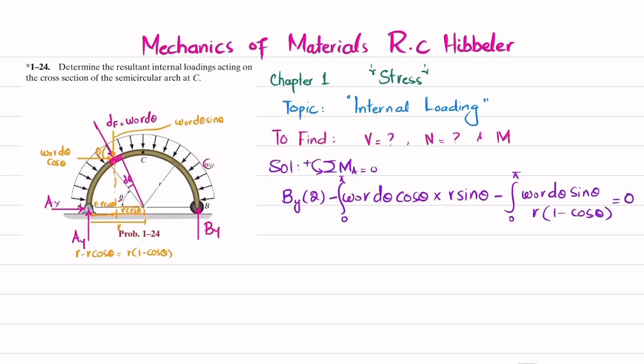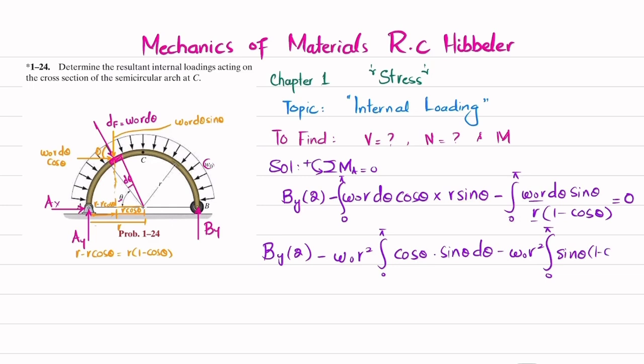So if you simplify it further, By multiplied by 2, and W naught and r are constants, so we will take them out, so it will be equal to minus W naught r square integral of 0 to pi cos theta into sine theta d theta. And same here, r is common, so W naught r square will be common, and we will be left with 0 to pi sine theta into 1 minus cos theta d theta is equal to 0.